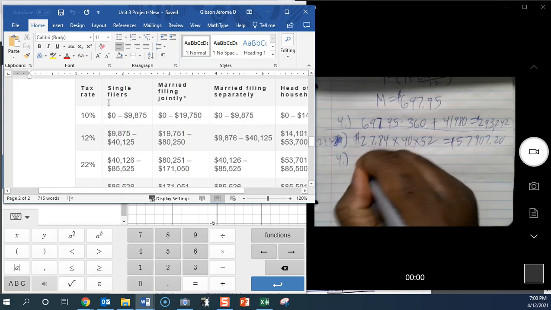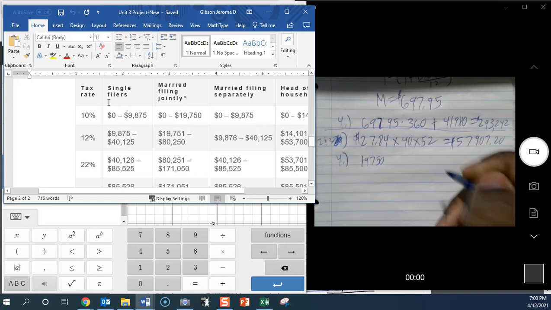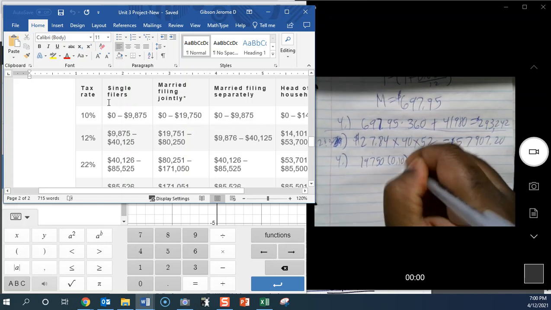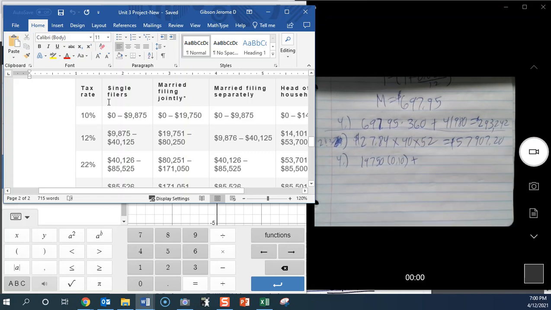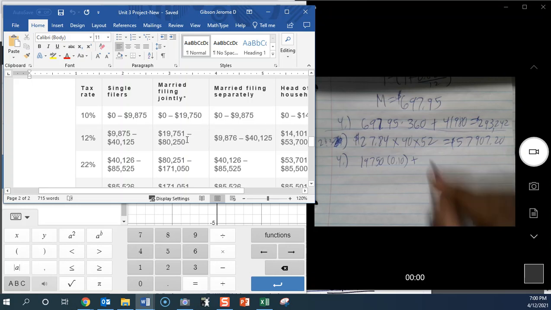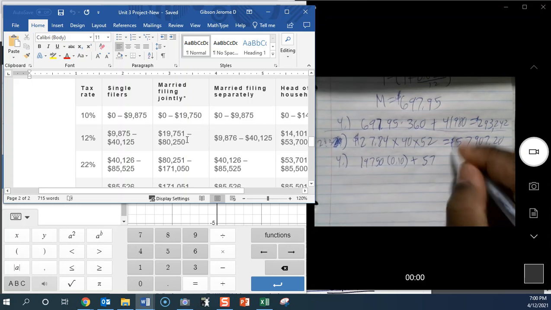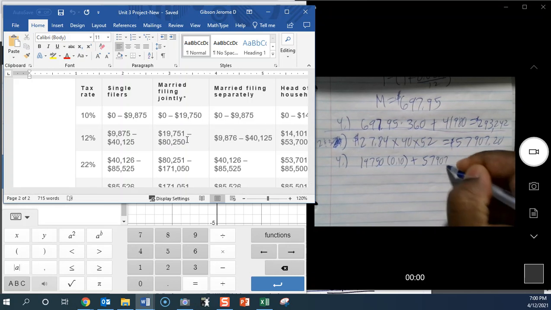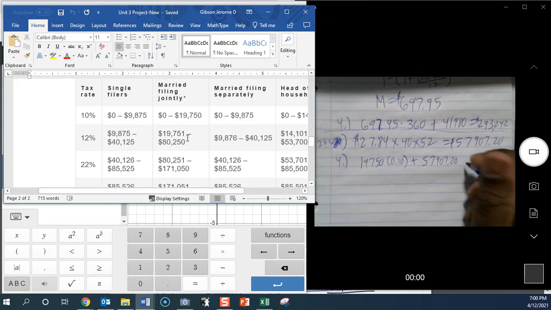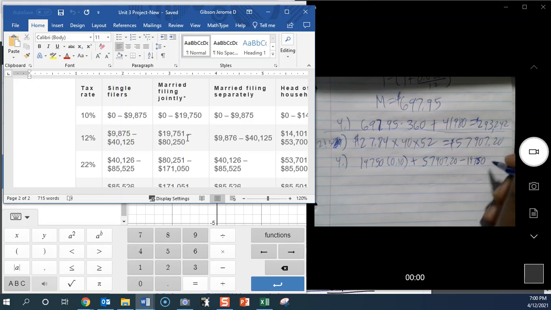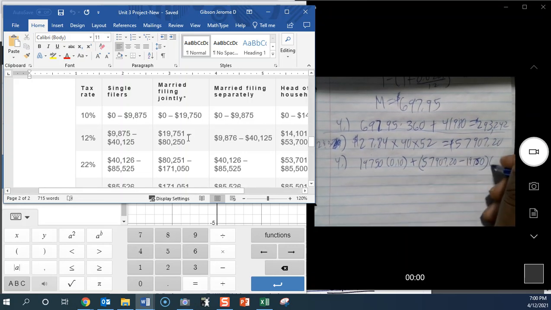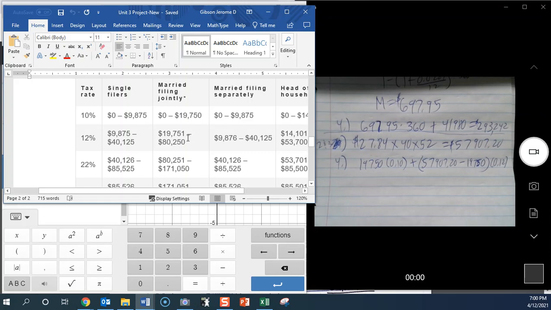$19,750 is at 10%. So we take $19,750 times the 10%. Then we will add. Now, since the $57,907 falls in this range here, we would take the $57,907.20 and subtract off the $19,750 because we don't want to pay the tax twice. And then multiply that result by the 12%.